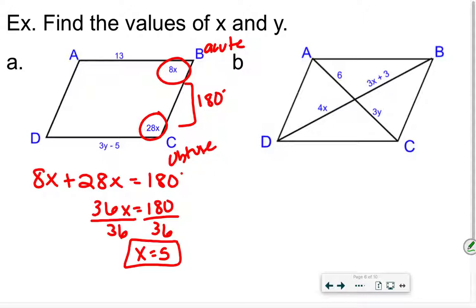Okay, so again, anytime they mark up angles, and normally you're going to see a little degree measure next to it, they're either going to equal each other if they're in opposite corners, or they're going to equal 180 if they're next to each other. Those are your only 2 options in a parallelogram.